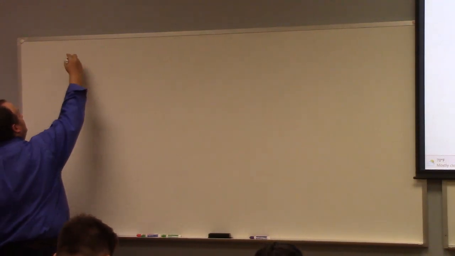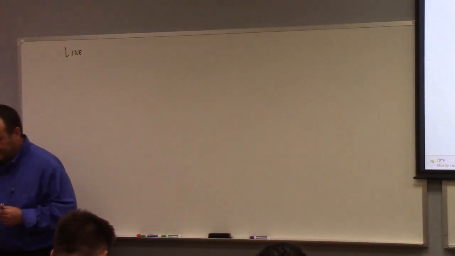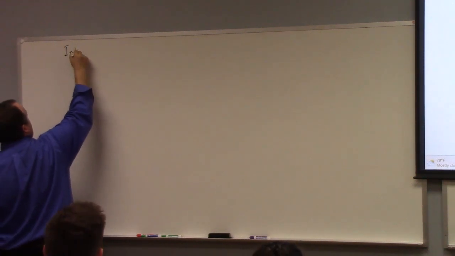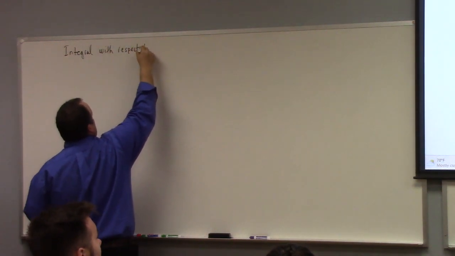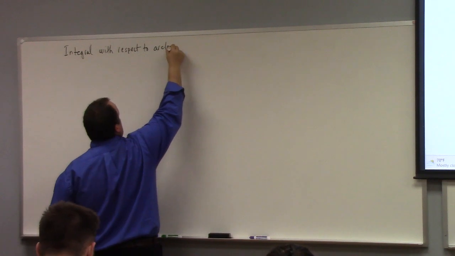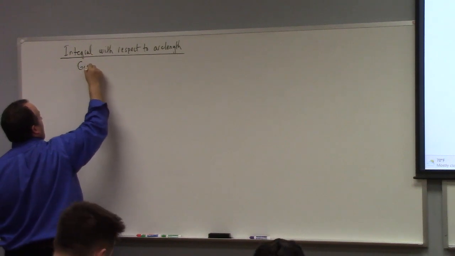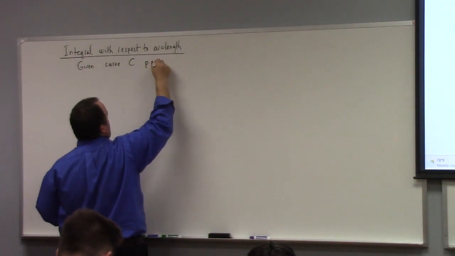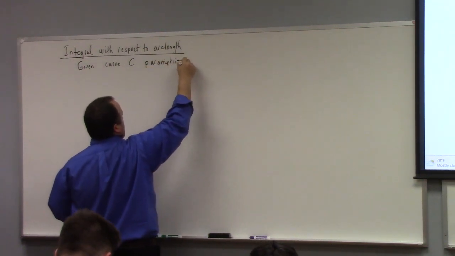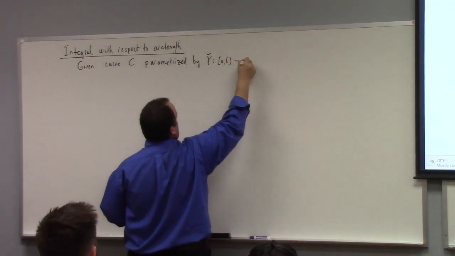Okay, so the line integral. Well, it's not a line integral. What's wrong with me? The integral with respect to arc length. All right. So we're given a curve C, parametrized by, let's say, gamma, which is a mapping from [a, b] to C.